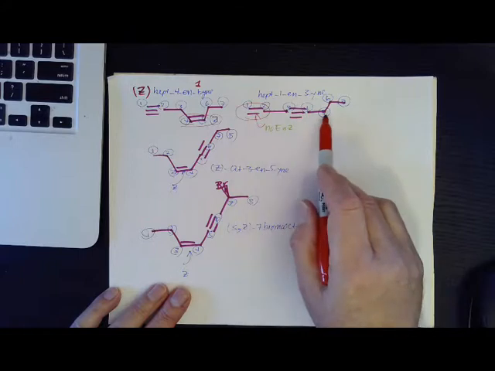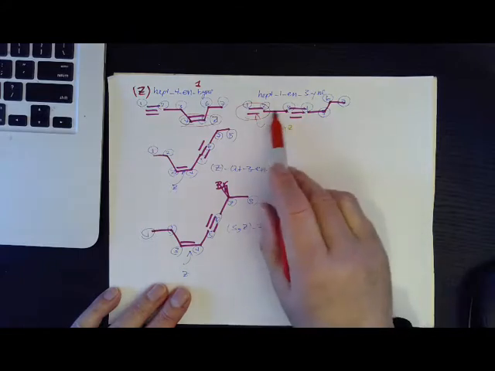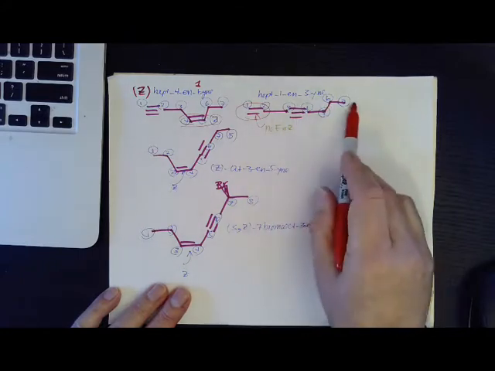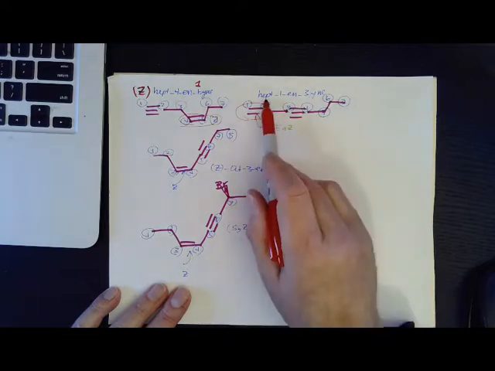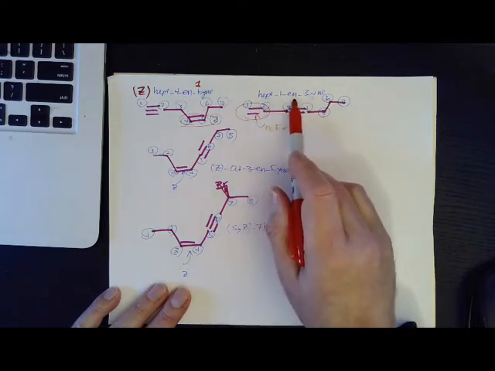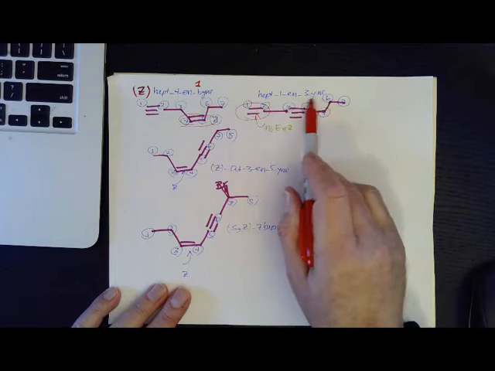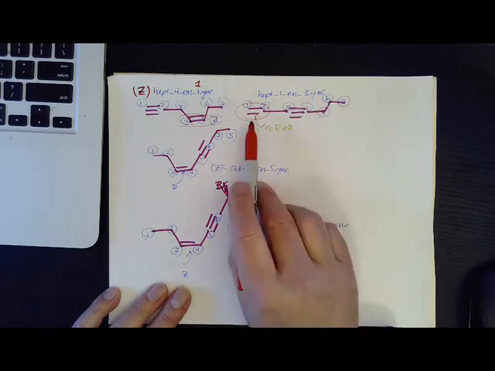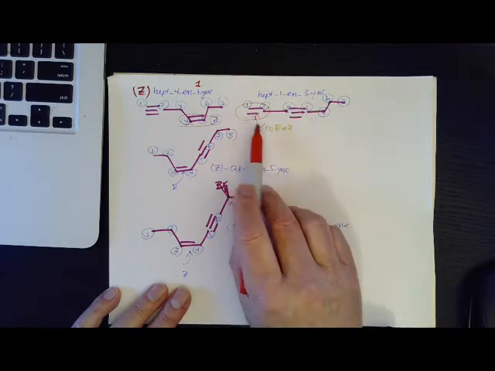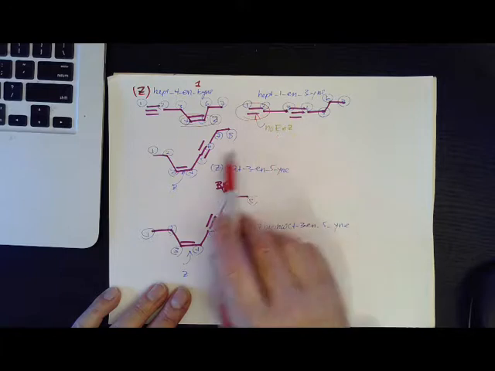4, 5. I'm sorry, 1, 2, 3, 4, 5, 6, 7. So it's 7 carbon. So I start with hept, 1 ene, 3 yne, like alkyne. I have trouble pronouncing that. And again, this double bond here, there is no E or Z. So let's look at this one.